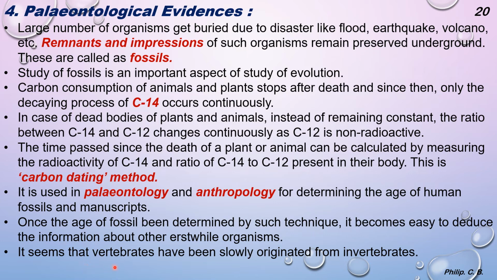So it seems that vertebrates have slowly originated from invertebrates, which, as I just mentioned in your chapter Animal Kingdom, we learned about the presence of invertebrates right from porifera till hemichordata, and then how the formation of the vertebrates begins from pisces to mammals, right?